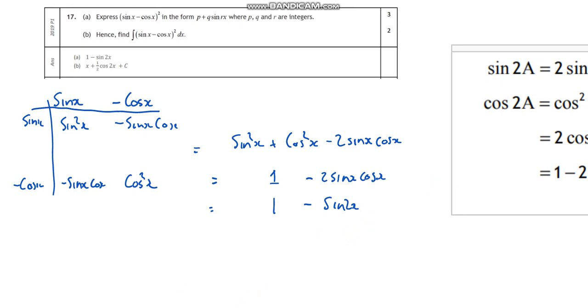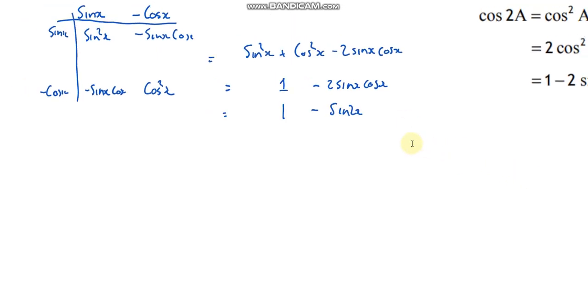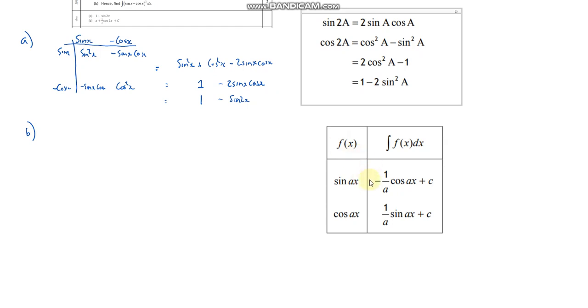I'll just copy and paste it. It is in the right form. Yes, it's in the right form. So now I can integrate. Instead of integrating the bracket they said, I'm going to integrate 1 take away sine 2x with respect to x. So what happens when I integrate 1? Well, I'm going to get x.